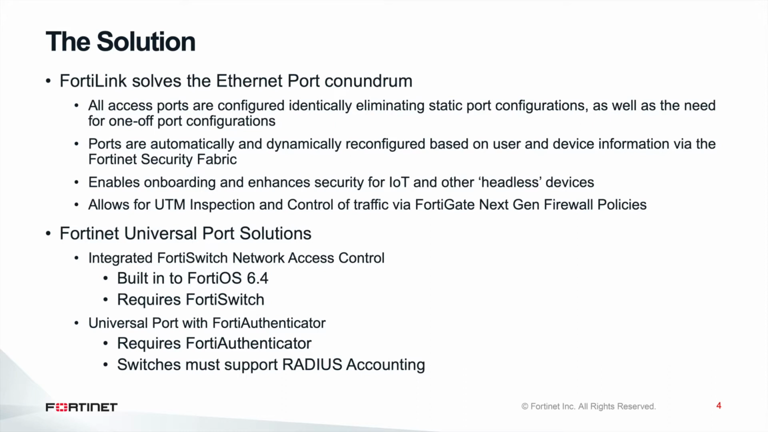FortiLink enables two different universal port solutions to solve this problem by eliminating static port configurations and putting the power of the Fortinet security fabric in control. FortiSwitch ports are configured on the fly depending on who the user is and what device they are connecting on. For folks running FortiOS 6.4 or later, Universal Port can be achieved via the integrated FortiSwitch NAC feature, and for users of FortiOS 6.2 and earlier, a FortiAuthenticator can be included to enable Universal Port.